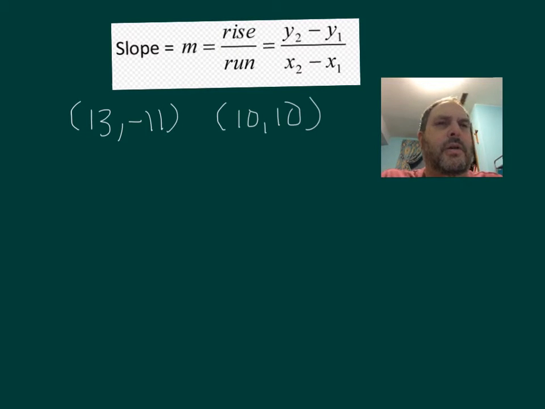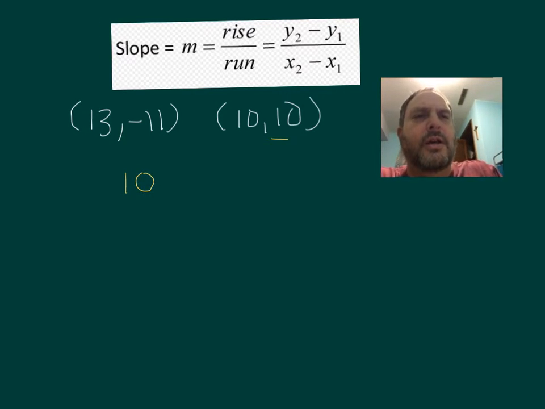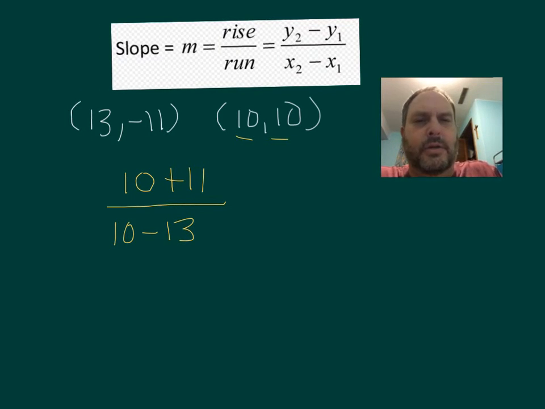Okay, we have the same thing going on here. We're going to find the slope, and then we're going to plug that into the point-slope form, and then we're going to solve in the point-slope form so that we get our equation in slope-intercept form. Alright, so I'm going to start here. I'm going to take my 10 first, minus 11, which is going to turn into plus 11, over 10 minus 13. Okay, we're going to do some simplifying.